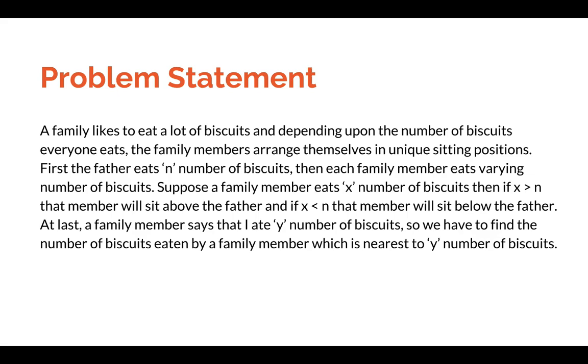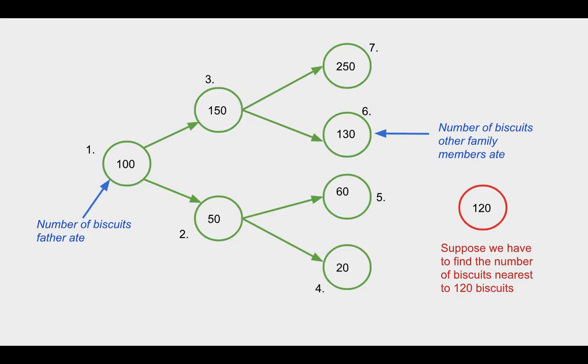At last, a family member says that I ate y number of biscuits. So we have to find the number of biscuits eaten by a family member which is nearest to the y number of biscuits. The next slide will make it more clear to us. So this is the whole scenario.